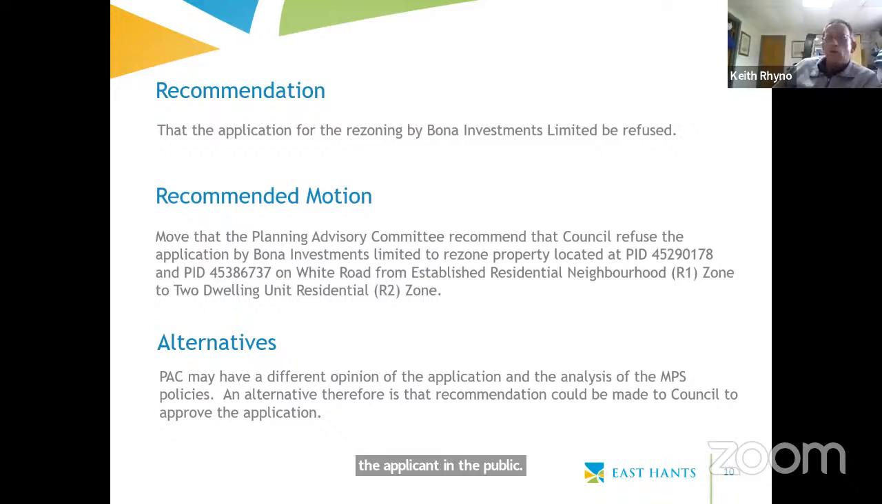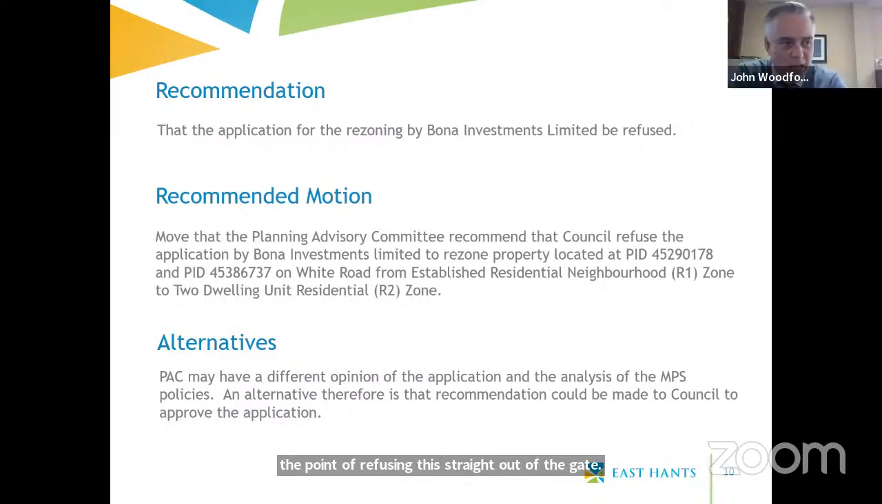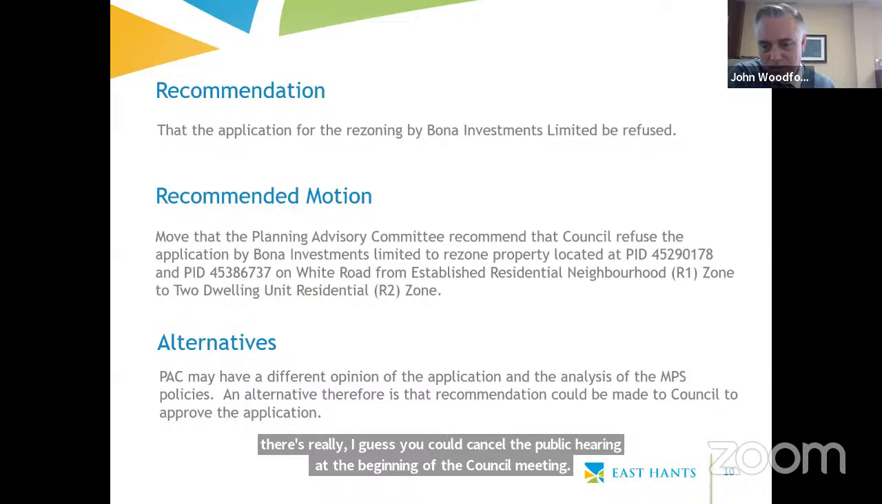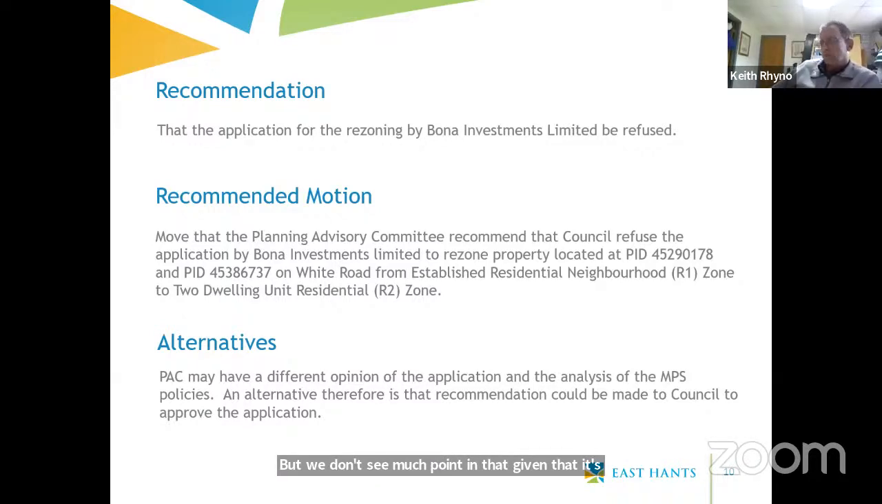So we're past the point of refusing this right out of the gate. Well, through you, Mr. Chair, yes, because the committee could recommend that you not go ahead with the public hearing, but you would then have to go to council to get that decision sanctioned, and it's scheduled for next week. You could cancel the public hearing at the beginning of the council meeting, but we don't see much point in that given that it's already scheduled. Yeah, it's very confusing. Thank you.